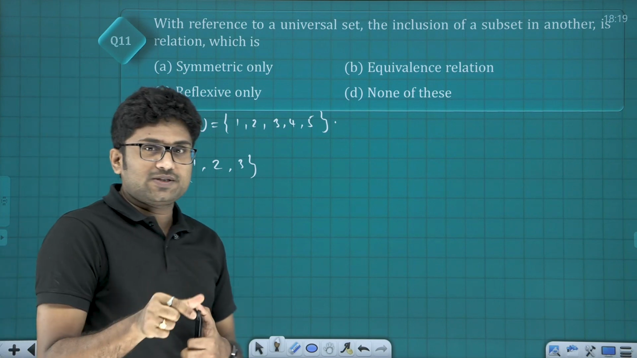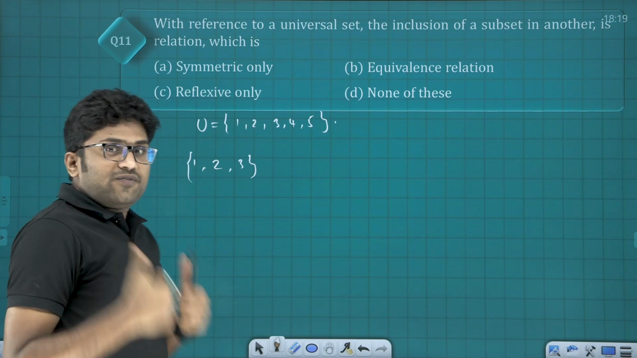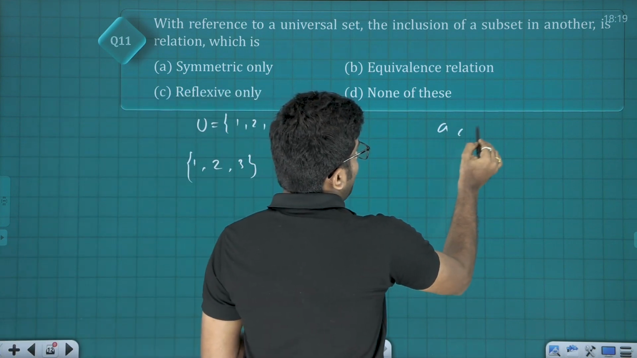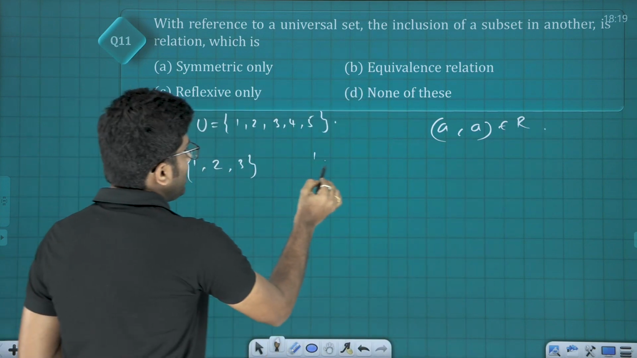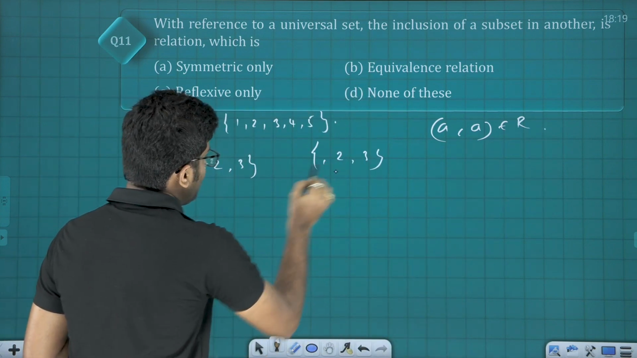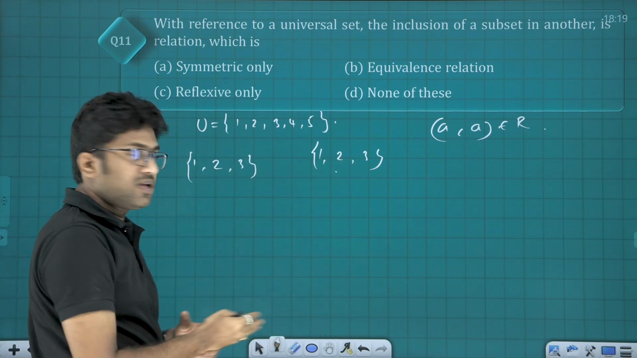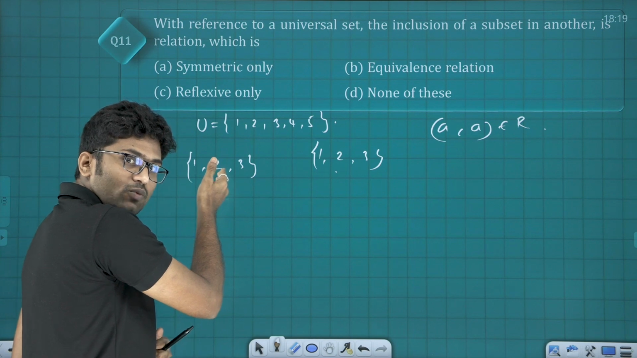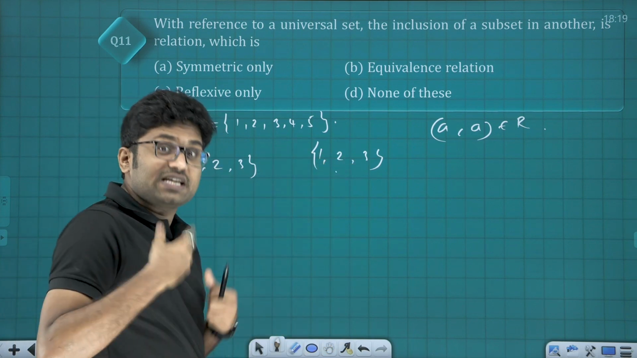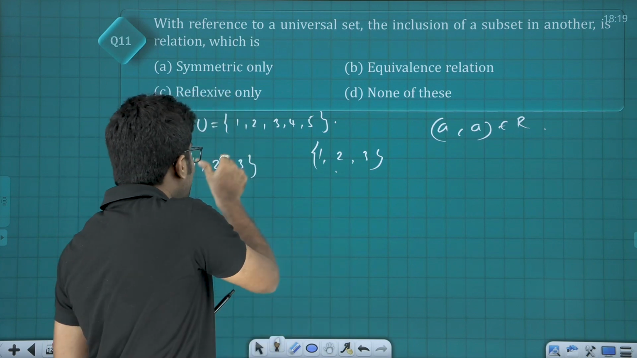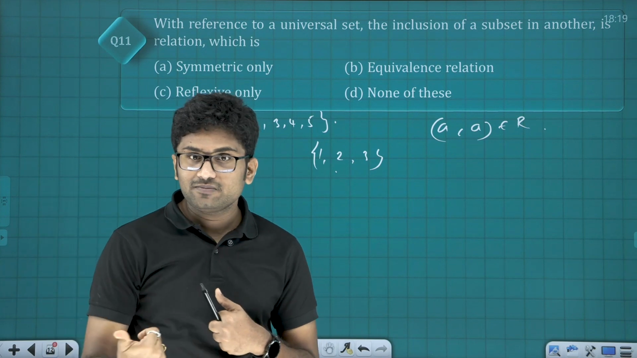To be reflexive, what is that? Inclusion of a set in another. Reflexive means (a, a) belongs to capital R. So if you take the same set {1, 2, 3}, in this subset and in this subset there are the same elements. Whatever elements we have in this set, the same elements are in the other. As every set is a subset of itself, all the elements of this set will also be a part of this set. Hence it is reflexive. Clear?